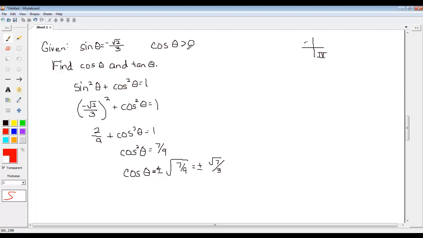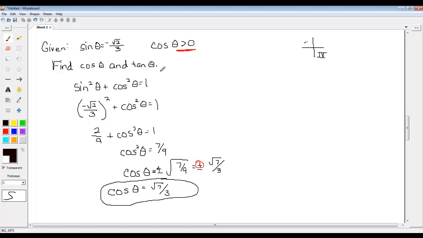Now we know, though, that cosine theta is greater than 0. It's positive. So we must take the positive root here in order to make this work. So cosine theta must equal positive square root of 7 over 3. So there's one of our answers.